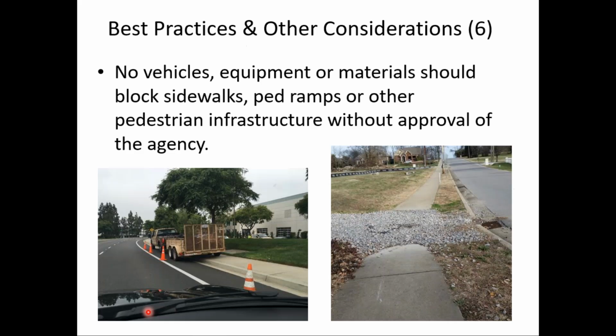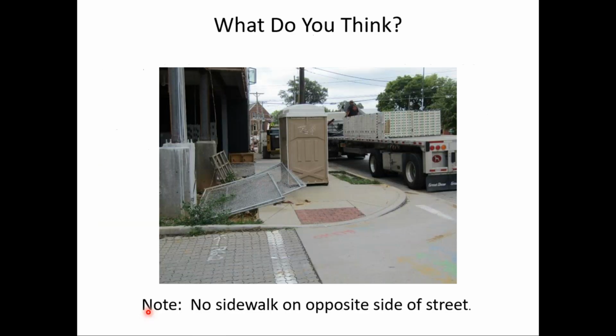Pay attention to vehicles, equipment, or materials that can block sidewalks or curb ramps or other infrastructure. Maybe have a policy that approval is needed before these blockages can occur, or at least some monitoring of it. Or how about this? It looks like here the contractor is just using the sidewalk on this block as part of the construction site storage, and the sidewalk is now inaccessible. And sadly, there's no sidewalk on the opposite side of the street. So this street is basically inaccessible to pedestrians.